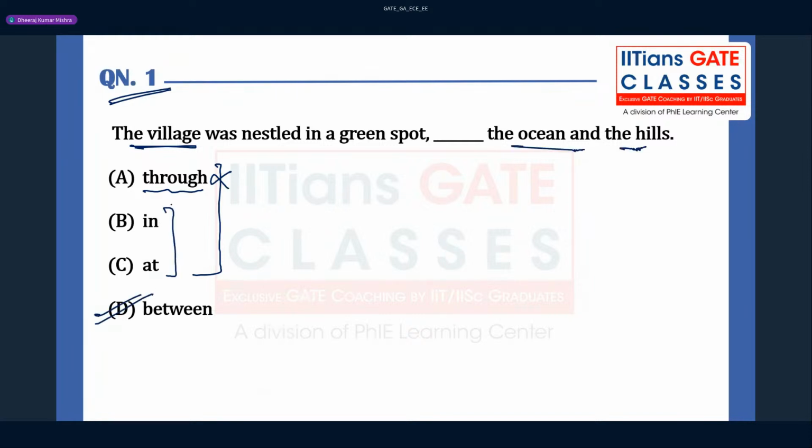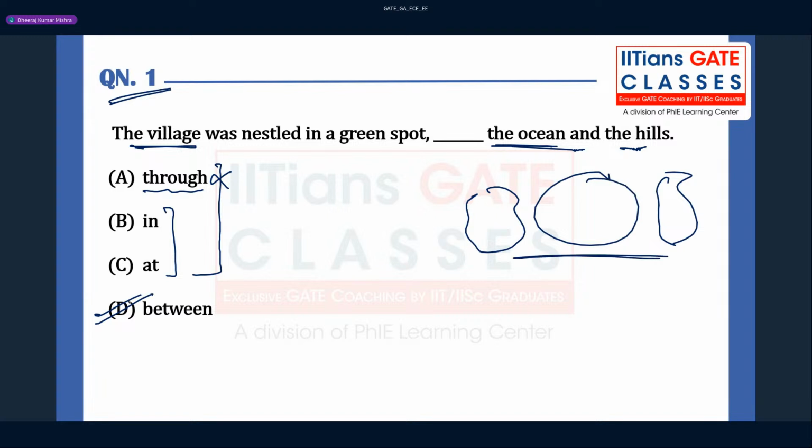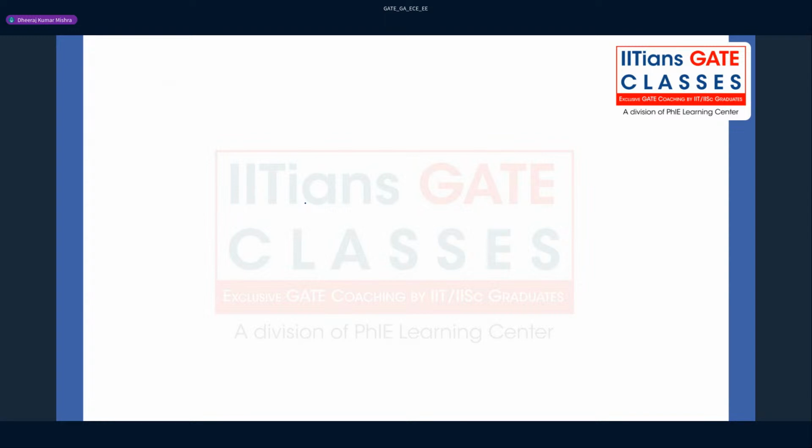So these are the options which are not correct. "In" indicates what? Something being enclosed, or you can say the village is inside. But here there are two things: some ocean is there, and there is a hill. So your village is between them. So option D will be correct for this question. We'll move to the next question. This question is for 1 mark and we don't have to spend much time. I believe everybody might have understood. Let's move to the next question.